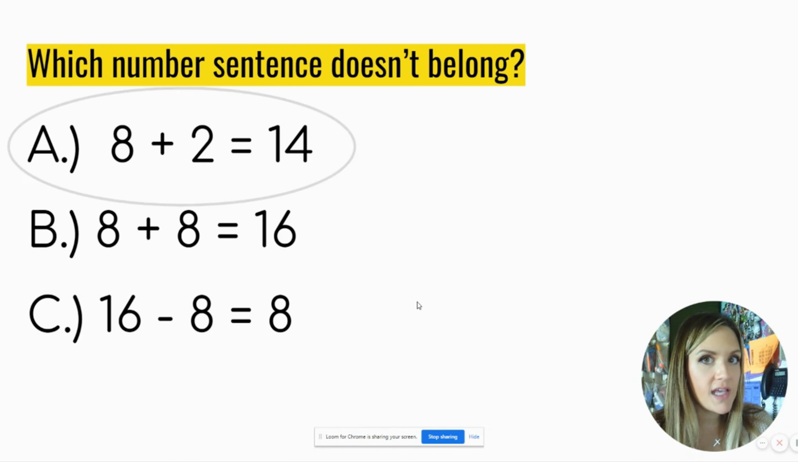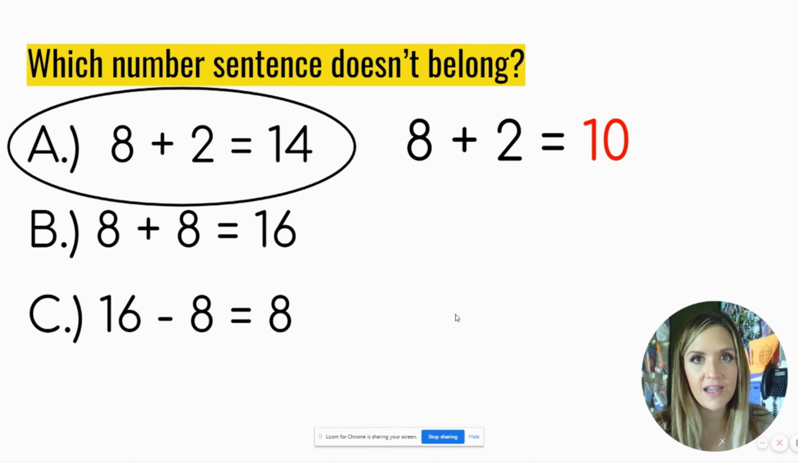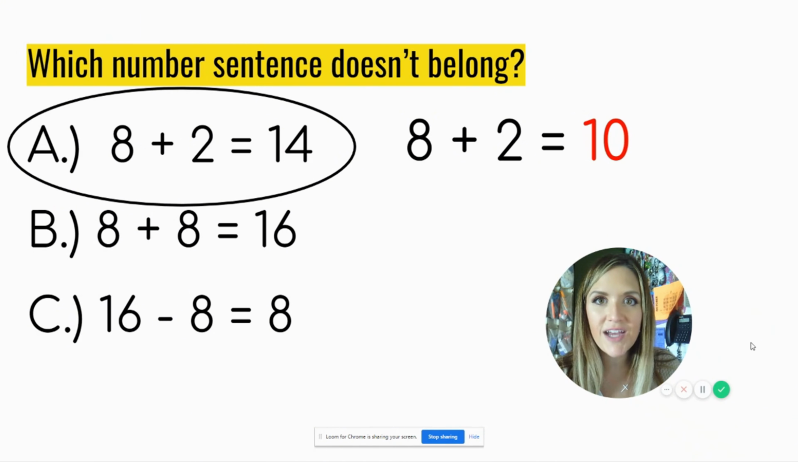Okay, I'm hoping that you said A, because B and C are both doubles and they're both related facts. 8 plus 8 is for sure 16, which means 16 take away 8, I'd have an 8 left over. So let's fix it. What is 8 plus 2? 8 plus 2 equals, hopefully you said 10. 8 plus 2 equals 10. I can tell that by practicing your number sentences and your math facts all week. You've gotten really good at being able to pick out which number sentences were not correct because they were not number sentences you practiced this week.